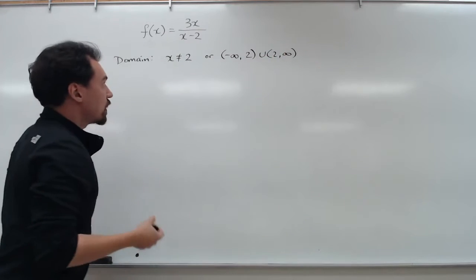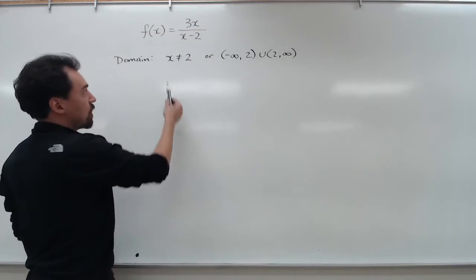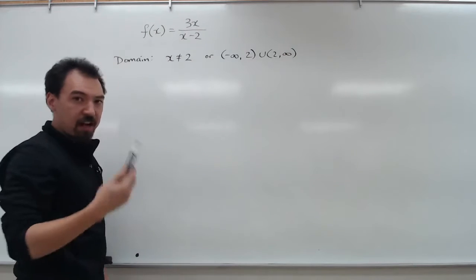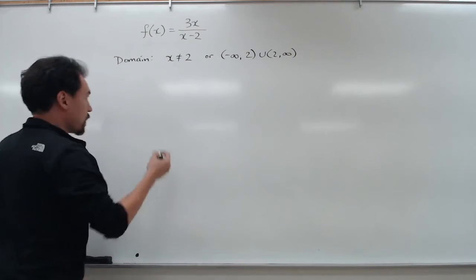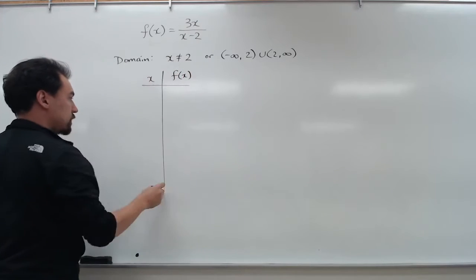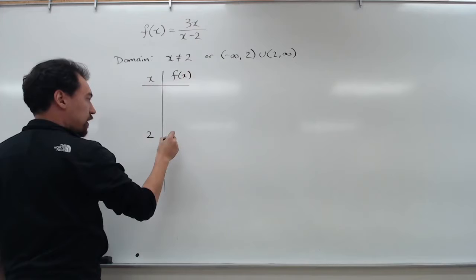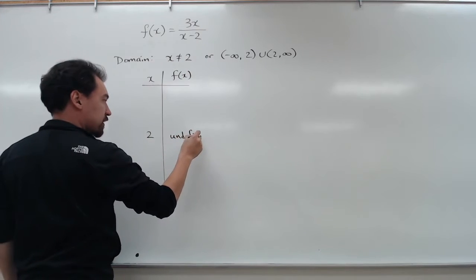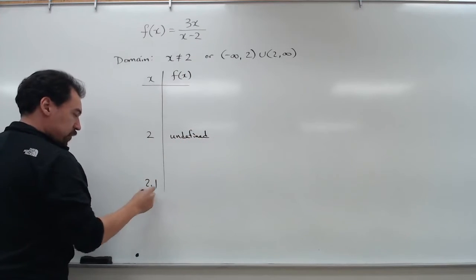Great. Now the next question we would like to ask is, what happens when x is not equal to 2 but very close to 2? So, table time. We know that x equals 2 is not allowed, f of 2 is undefined, but what if x is a little bit bigger than 2?